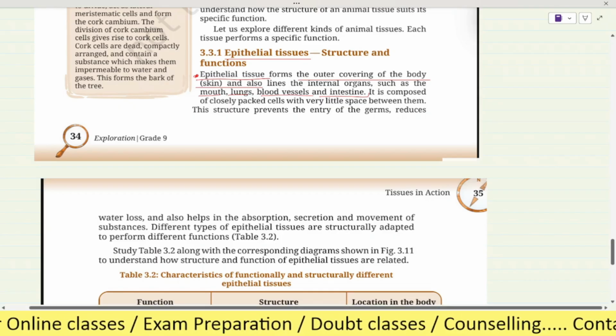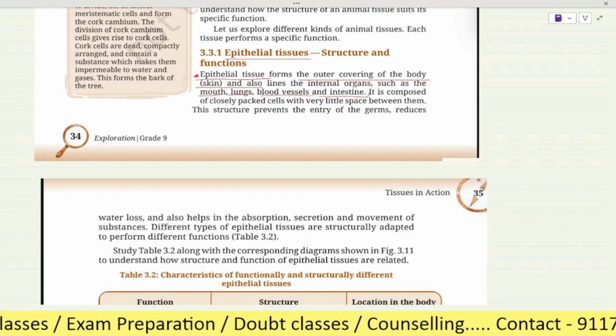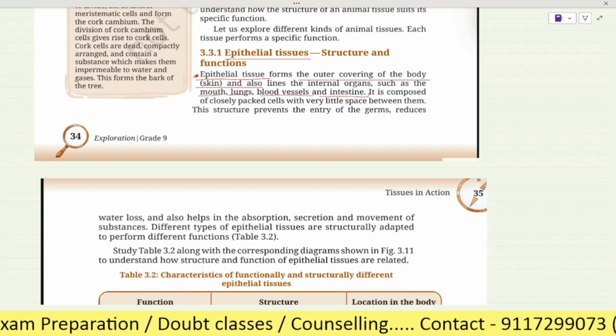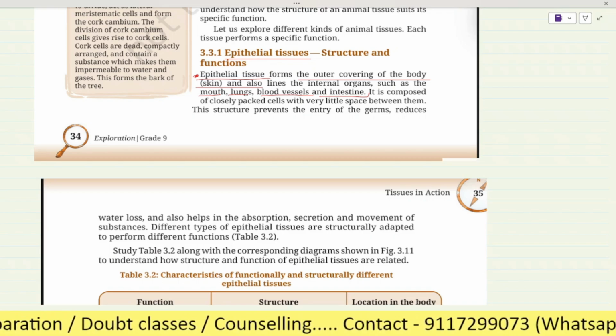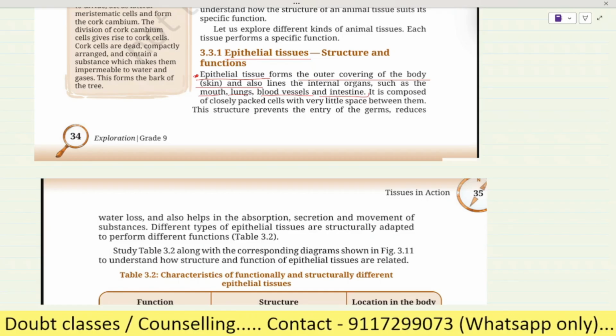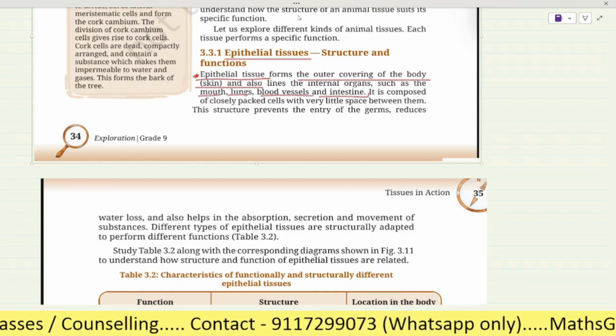Epithelial tissues form the outer covering of the body. In bracket, you can write skin, and also line the internal organs, comma, such as the mouth, comma, lungs, comma, blood vessels, and the intestine. Okay, done?